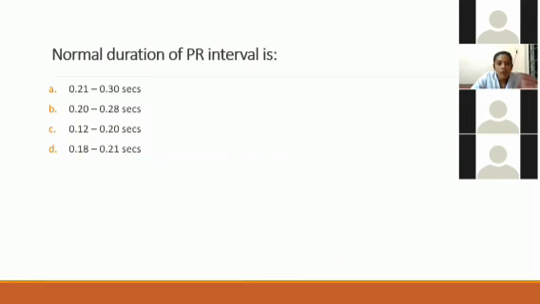Normal duration of PR interval. First option 0.21 to 0.30 seconds, B 0.20 to 0.28 seconds, C 0.12 to 0.20 seconds, D 0.18 to 0.21 seconds.